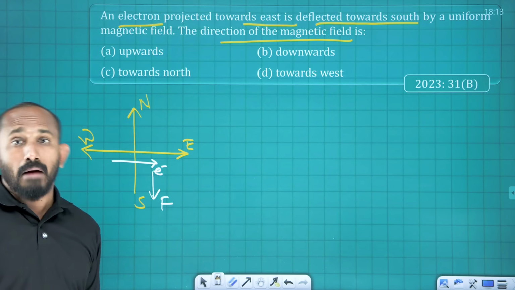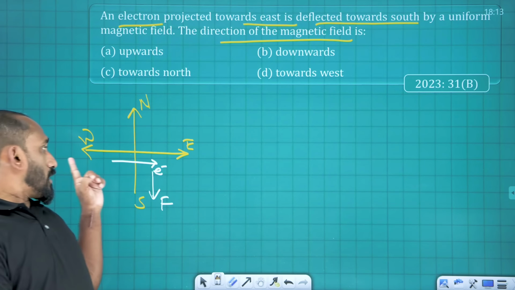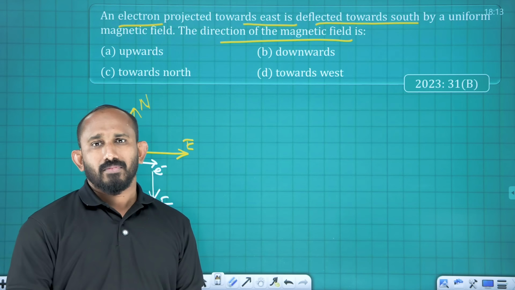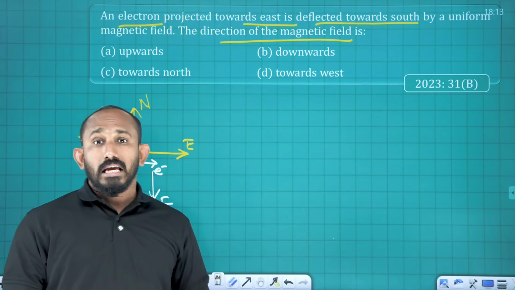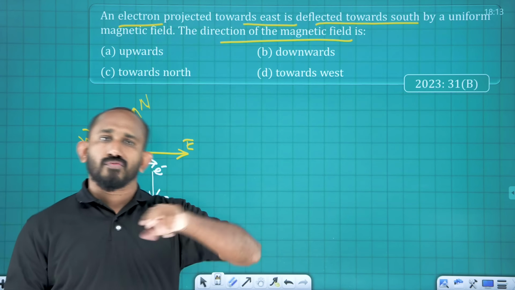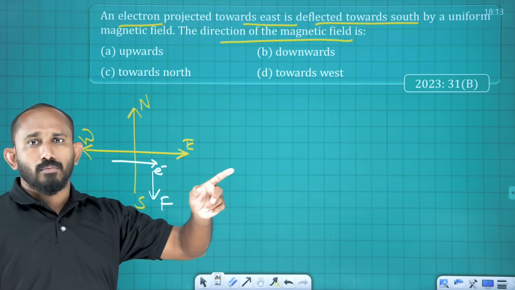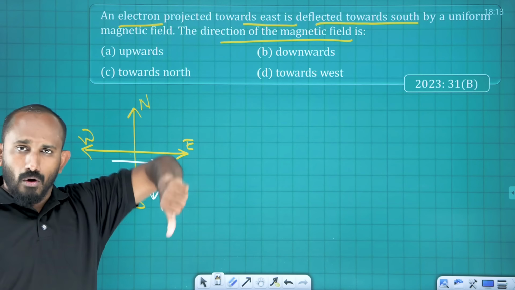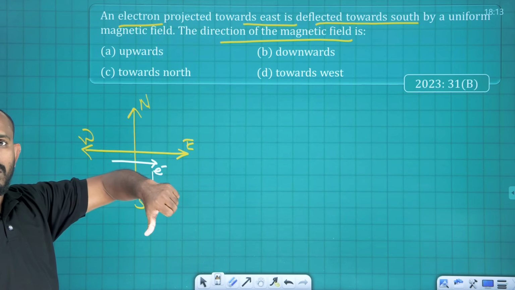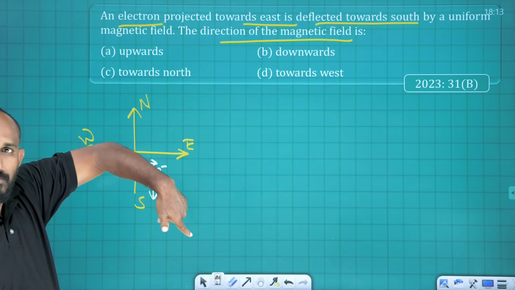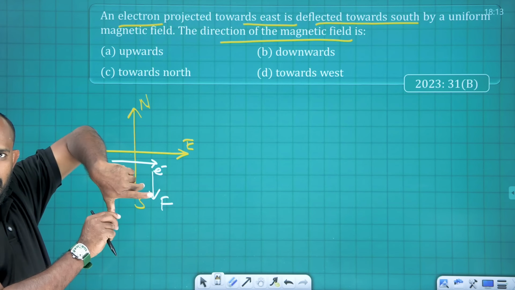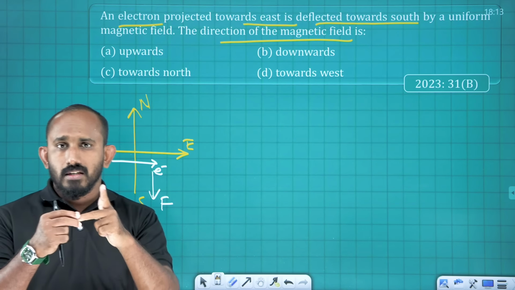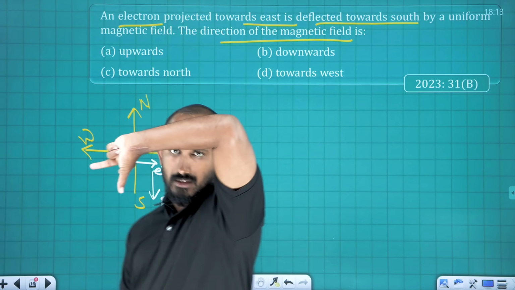Now, what is the direction of magnetic field is the question. If the electron moves towards east, current will be towards west, because in the previous slide I told you, electron moves in the opposite direction of current. So, electron moves east means current will be towards west. Then, force is downward here. So, thumb is down and the middle finger should be towards west. So current towards west and thumb towards down. Then check, this is the concept.